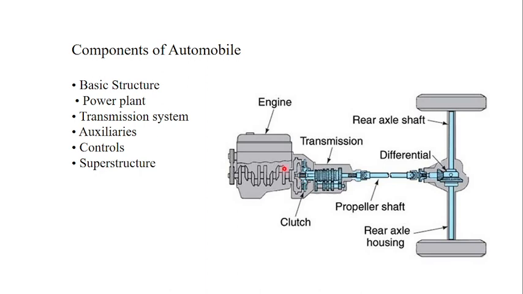Next, the different types of components of automobiles. These are the basic structure, power plant, transmission system, auxiliary controls and superstructure. This is our engine, which produces power. Next is the clutch, which is the intermediate between the gear and the engine.